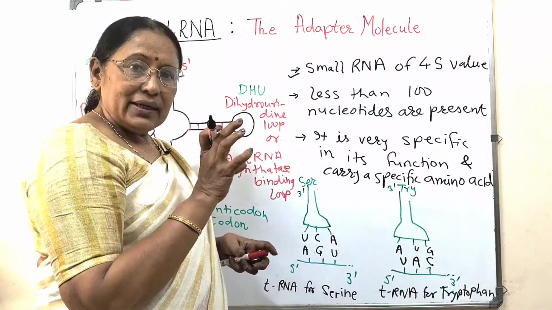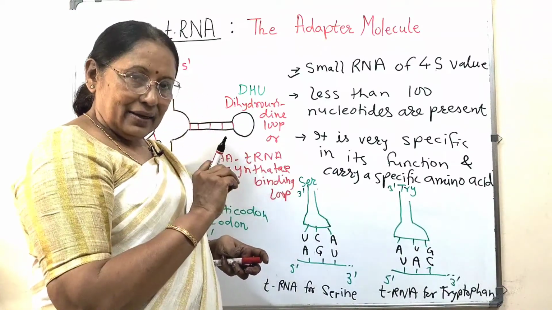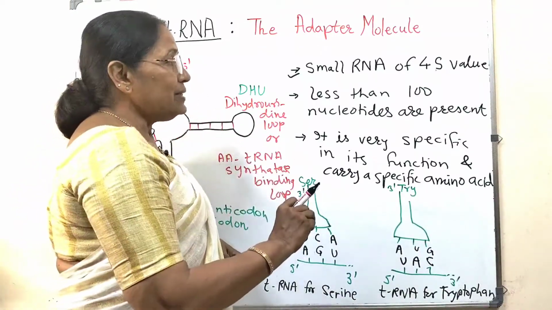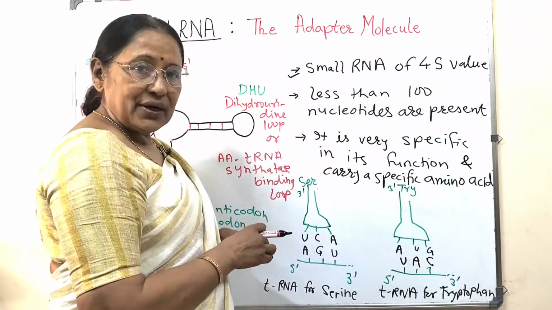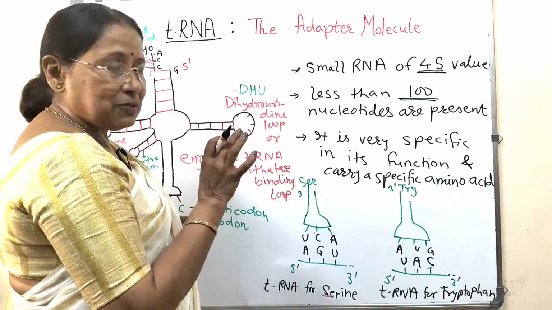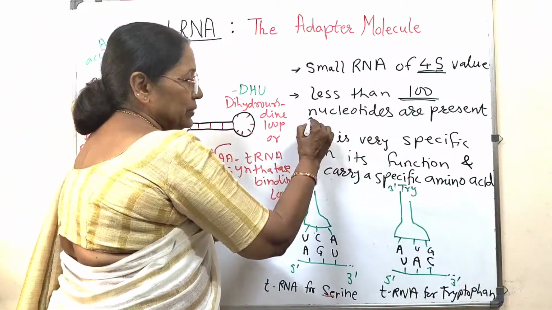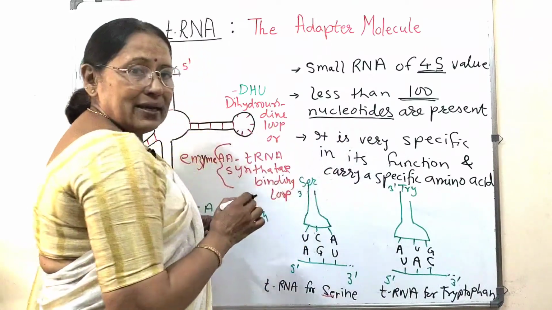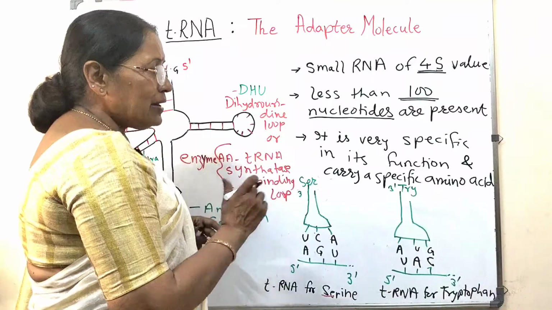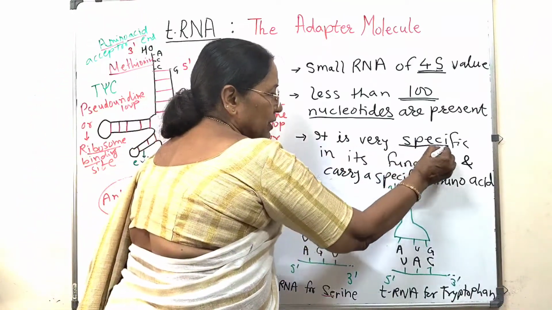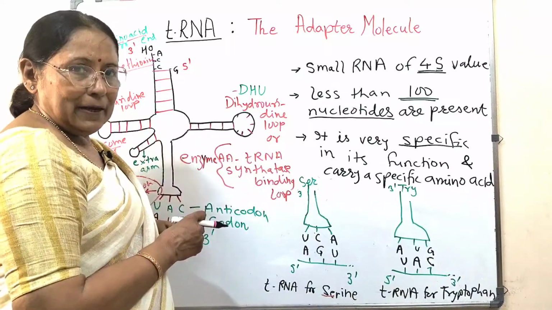Actually, they are the smallest of tRNA, mRNA and rRNA. tRNA are the smallest and they have a 4S value, S for Svedberg. It is that small. It has less than 100 nucleotides, and it is very specific in its function. Every amino acid has its own tRNA.